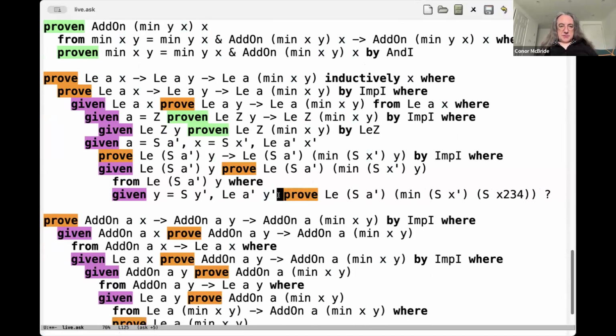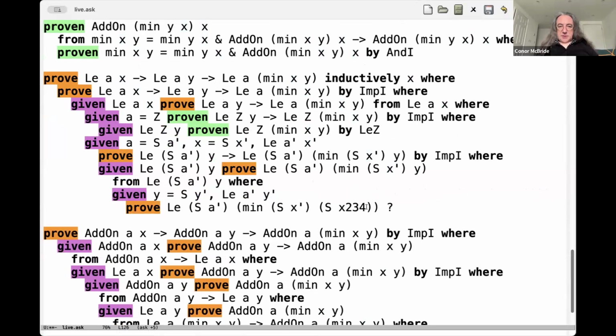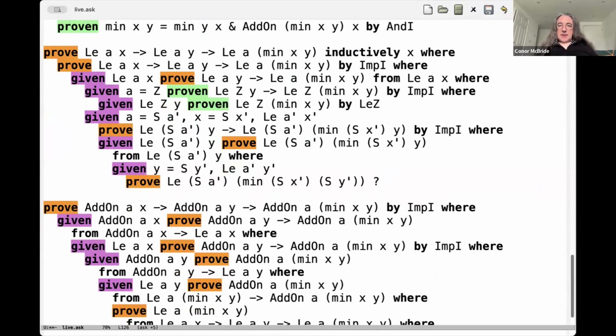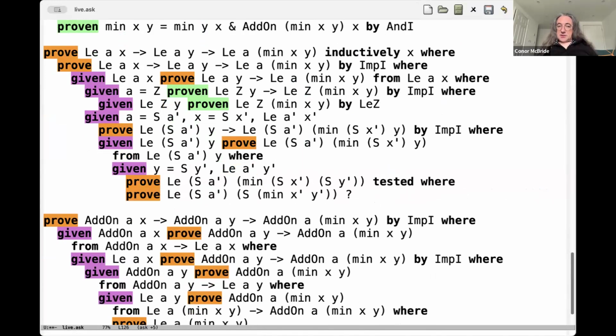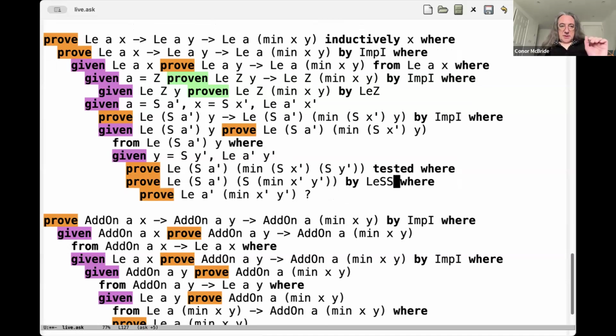Right, and now we've got, I've got to do my other Y prime. And now we're in a good position. I can say test just to see what's going on, and we get a bit of computation, and now we've got two spuds. And I have to prove that A prime is less than or equal to the minimum of X prime and Y prime. And that's looking very promising.